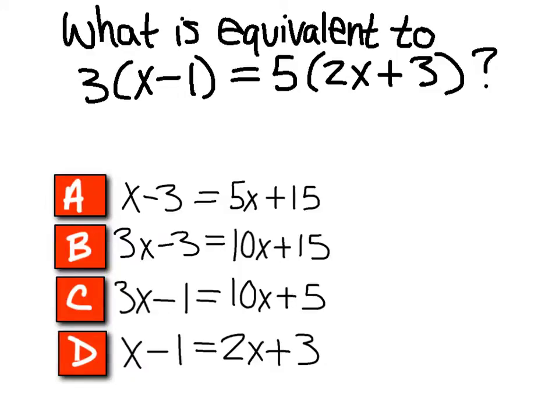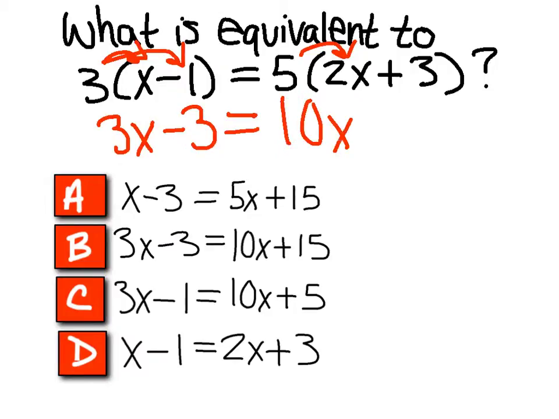Okay, for the OGT problem, we have 3 times x minus 1 is equal to 5 times 2x plus 3. We want to distribute, so we do 3 times x, which is 3x. 3 times negative 1 is negative 3. On the right side, 5 times 2x is 10x. And 5 times a positive 3 will be a positive 15. So our answer should be B.